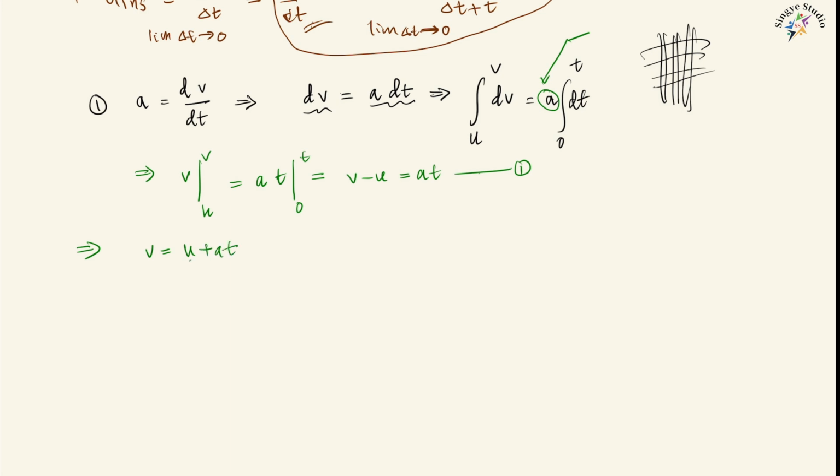Here u is the initial velocity, v is the final velocity, a is the constant acceleration, and t is the time. Because when time is 0, the particle velocity is the initial velocity, and the particle attains the velocity v at time t, so it is the final velocity. So this one is very important.